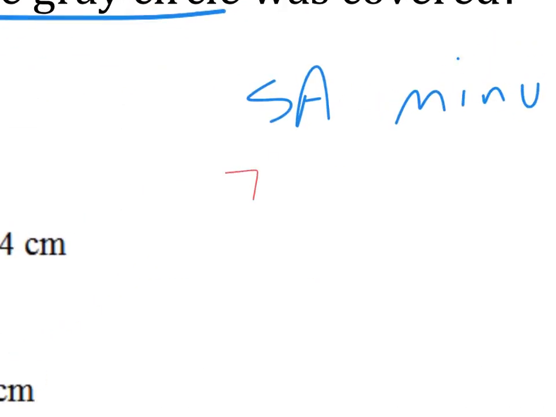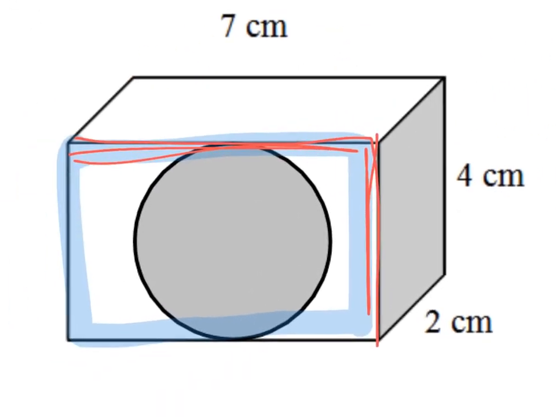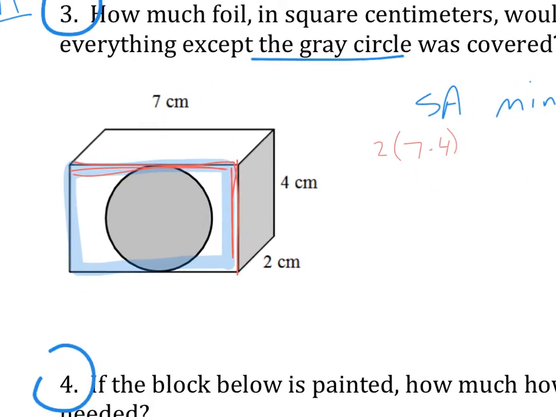So 7 times 4 would be the area of the front, and there's also a back to go with it, so times 2. Some of you are multiplying by other numbers, but that times 2 is because there are two rectangles. There's a front and a back, and there's only 2 of those. All right, let's talk about other rectangles.